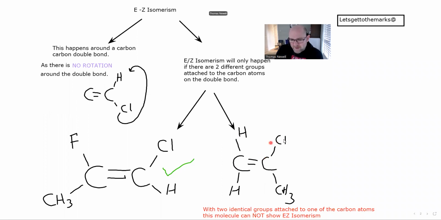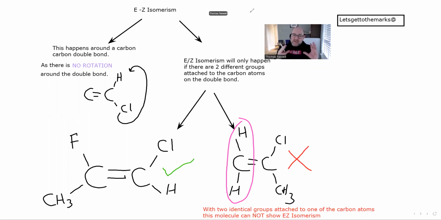However, let's have a look at this second molecule here. We can see that we have a chlorine attached to this carbon and a methyl attached to this carbon. That's two different groups. But when I come to this carbon atom, it has two identical groups attached to it. Now, when that occurs, with two identical groups attached to one of the carbon atoms, this molecule is not going to show E-Z isomerism, okay?